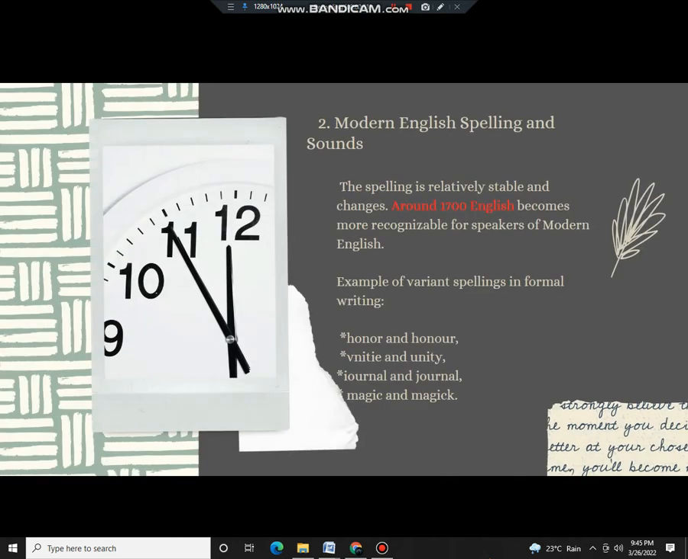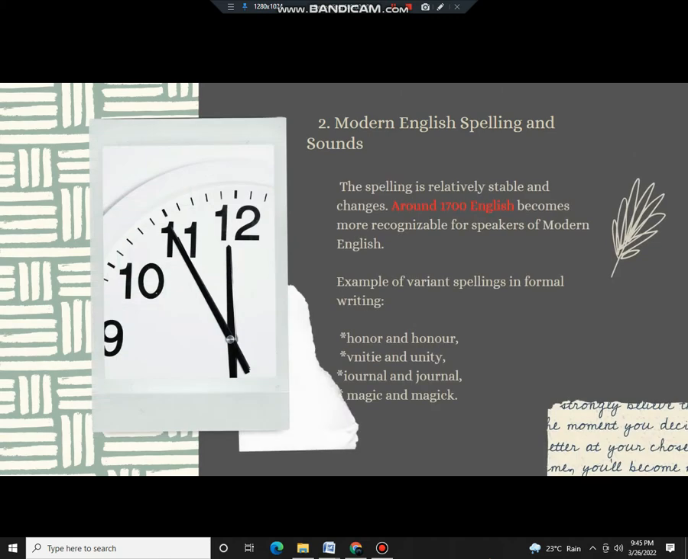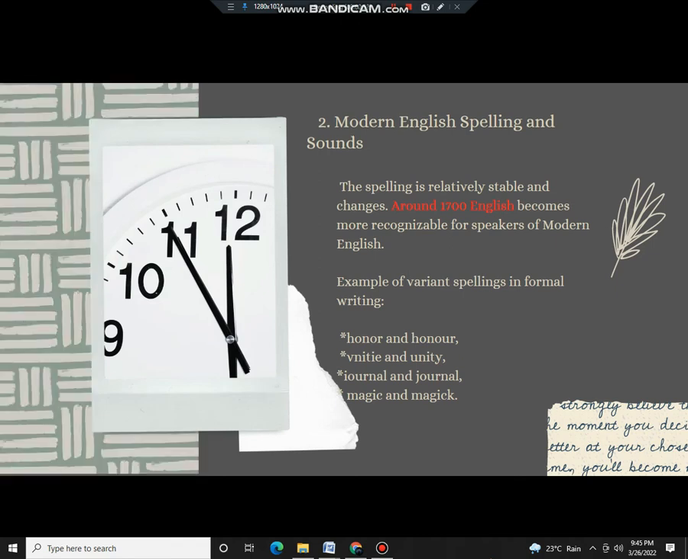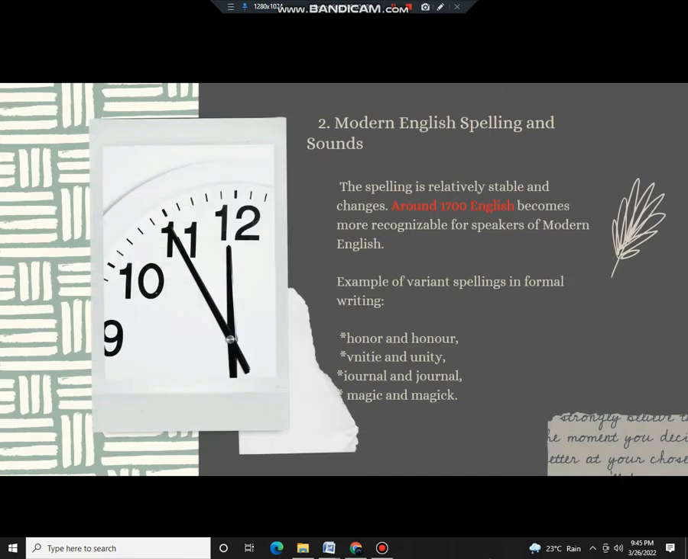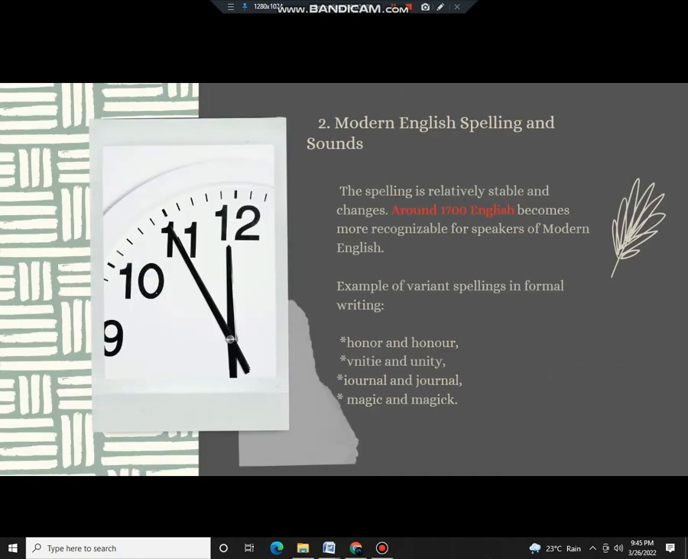So second, we have modern English spelling and sound. So the spelling is relatively stable and changes. So mas madali siyang intindihin dito, recognizable siya, mas madali siyang intindihin kasi nga, as we discussed in the previous chapter, around 1,700 English becomes more recognizable to a speaker of modern English. But there are still variant spellings even in formal writings.